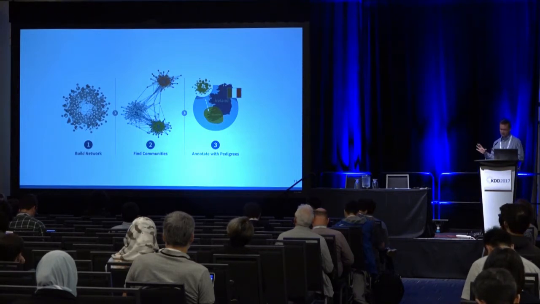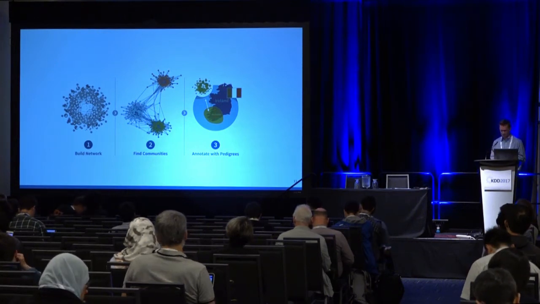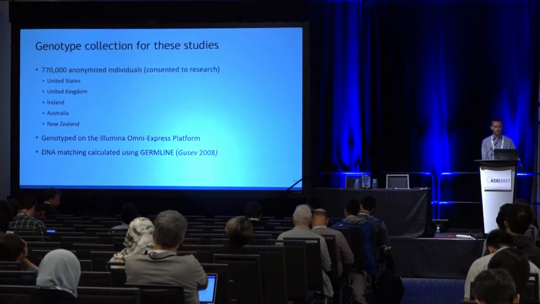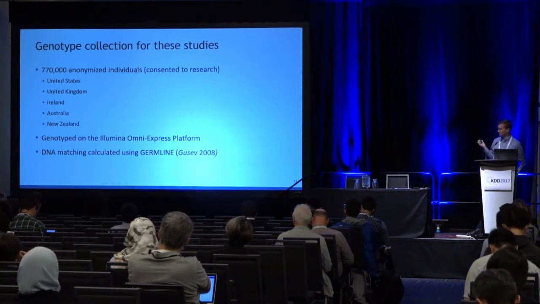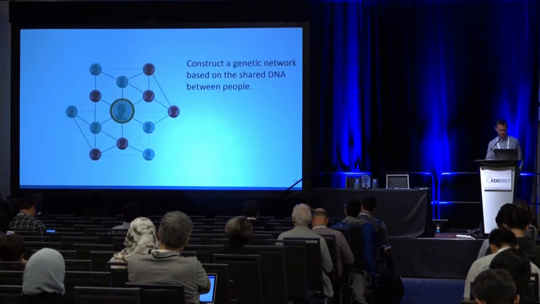Okay, so our steps here is we're going to construct a network, we're going to find structure in that network with communities, and then we're going to annotate that structure with pedigrees. Okay, so the data that we're using for both of these projects is a set of about 700,000 anonymized individuals who've consented to research to AncestryDNA. The samples have been collected in 5 different countries.